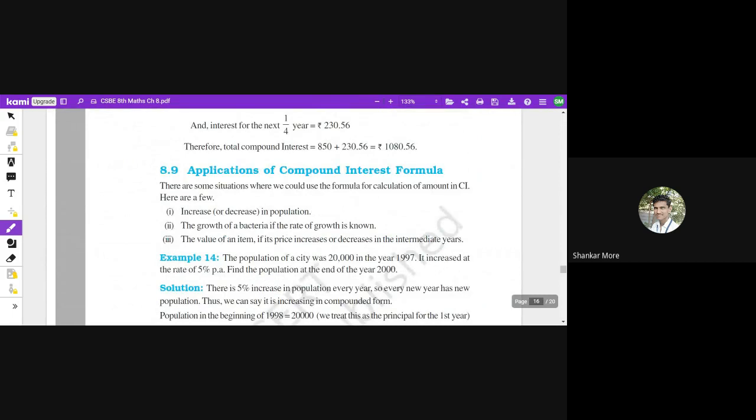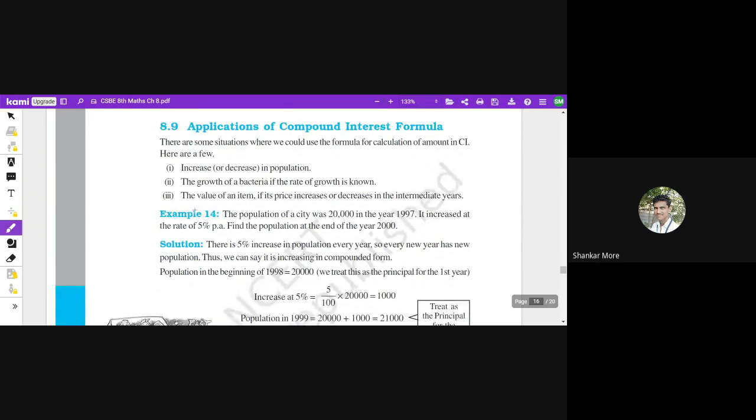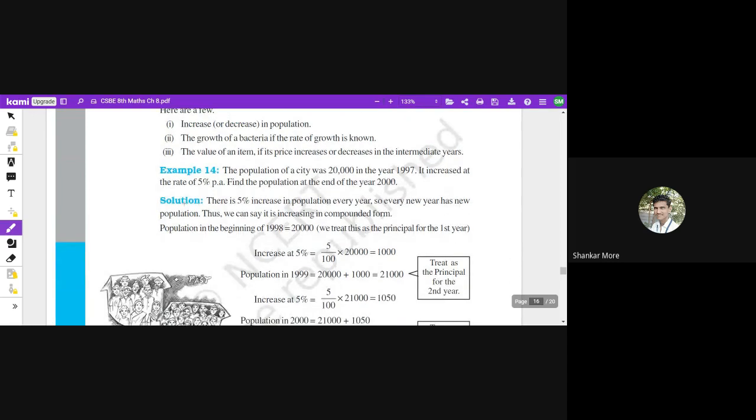Now, applications of compound interest formula. There are some situations where we could use formula for calculation of amount in CI. Here are a few: increase or decrease in population, the growth of bacteria if the rate of growth is known, if value of an item, if its price increases or decreases in the intermediate years. So let's take few real life examples how this can be useful for us.